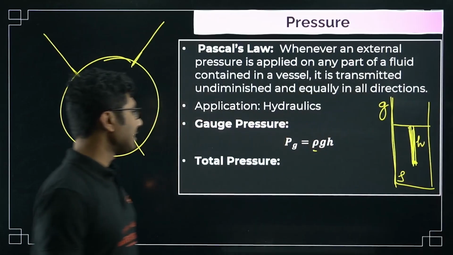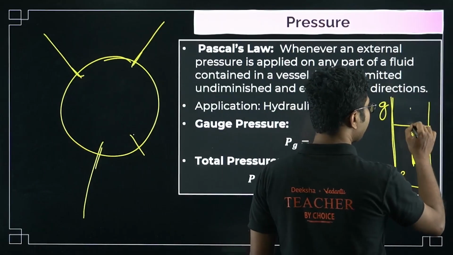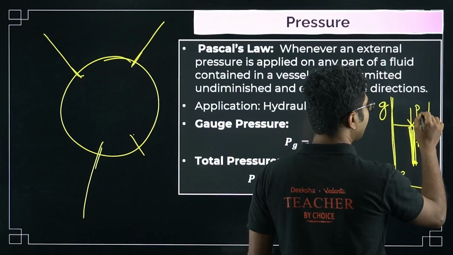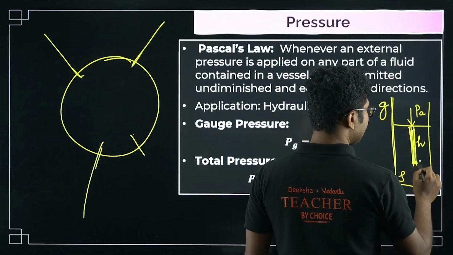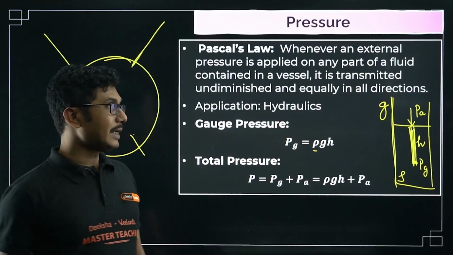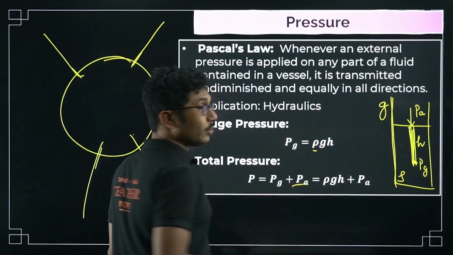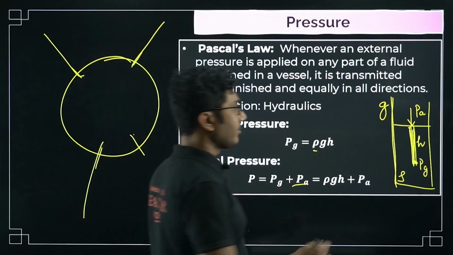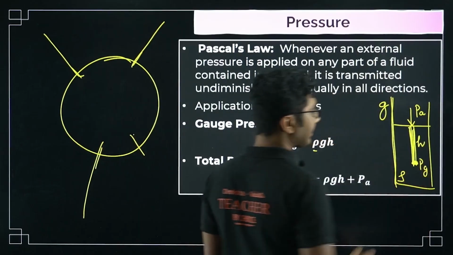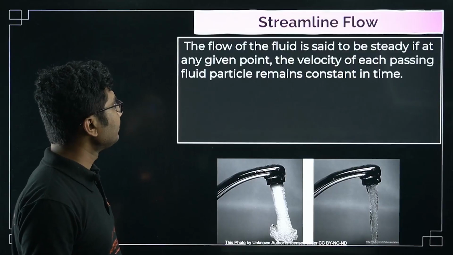Why? Because there is something called total pressure. To find total pressure, you also have to consider the atmospheric pressure. So this is only gauge pressure, which is only due to the liquid column. But if you add atmospheric pressure to this, then you get the total pressure at that point. Clear? Now let's move on.